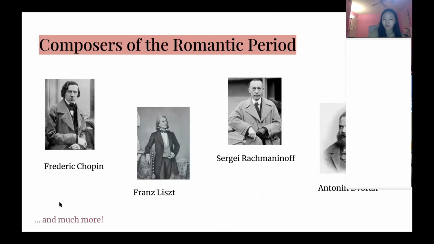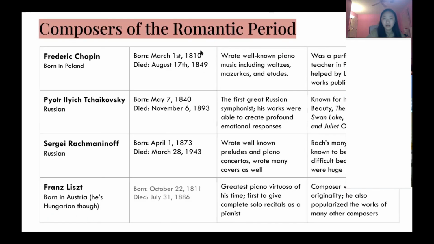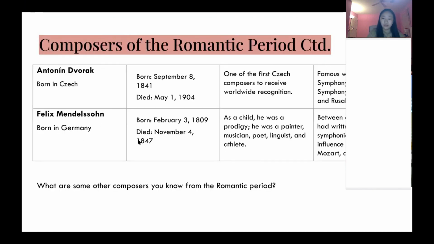And these are some composers of the Romantic era. I'm sure you guys have heard of Chopin. He's basically one of the best composers there ever was. There's Liszt, Rachmaninoff, and Dvorak. I know a lot of violinists know him. And there's much more, obviously. And here are some facts about them. We're not going to read these, but they're going to be on the slide. So if you want to know more about these composers, you could just read these. And yeah, there's Tchaikovsky as well, and Mendelssohn.